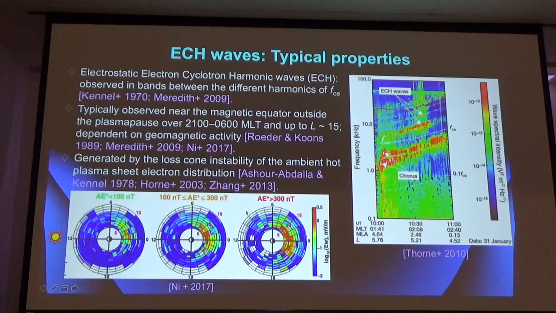The statistical distribution of ECH waves shows that they preferentially occur from the pre-midnight sector all the way to the dawn sector and could extend up to L shell 15. If we look at their dependence on geomagnetic activity, we can clearly see their amplitude increases with increasing geomagnetic activity. Those waves are known to be generated by the loss cone instability of the ambient hot plasma electron distribution.